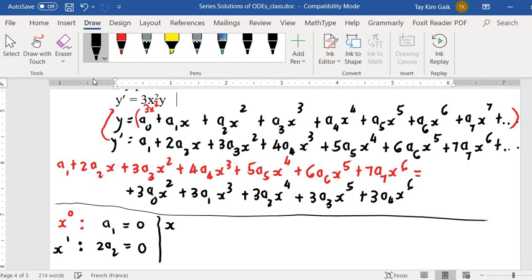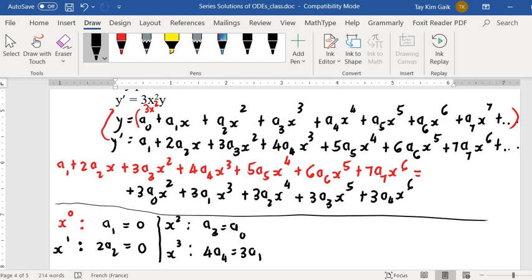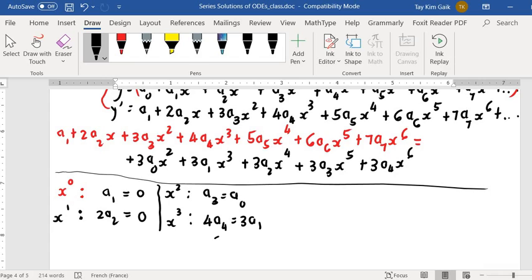So the x squared term: 3a3 equal to 3a naught. So that means a3 equals a naught. Okay, for x cubed, compare: 4a4 equal to 3a1. Okay, a1 is 0, so a4 will be 0 because a1 here is 0. That's why a4 you get 0.